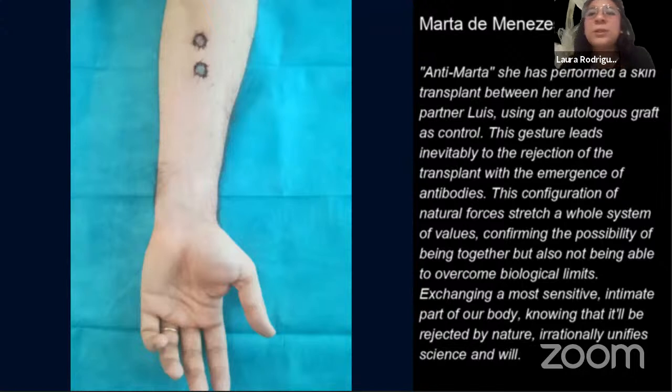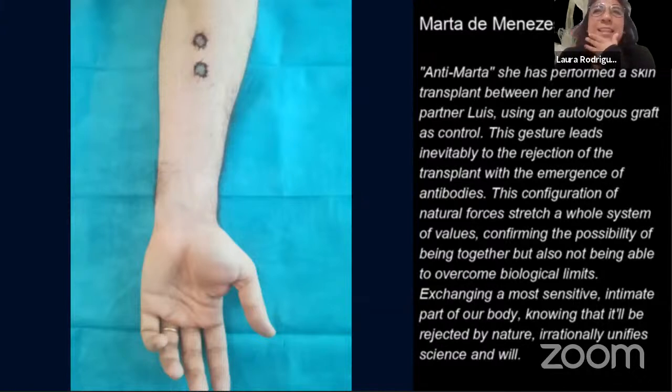So what Marta did was a performance with her husband. Her husband is Luis Garza, and he is a scientist in biomedicine. They have been together, I think, around 20 years or something like this, and they have also been working together. So the project of Anti-Marta is a performance between the two of them.